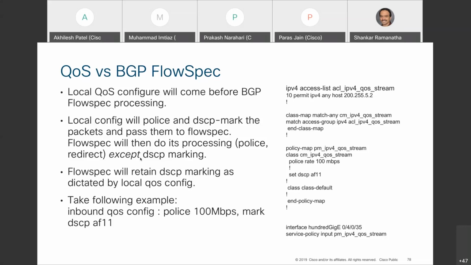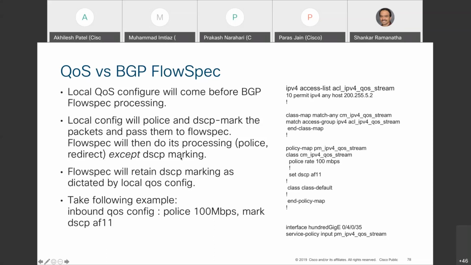Now, a BGP flowspec rule comes in, matching on the same criteria, and instead of policing at 100 Mbps as in the QoS configuration, you are policing at 50 Mbps. And then you are redirecting to a different next hop than what you have configured in QoS, and you are doing the remarking in the BGP flowspec as well. It will do the redirection, it will do the policing as per the BGP flowspec rule, but it will not remark the DSCP. It will keep the DSCP value from the local QoS configuration.